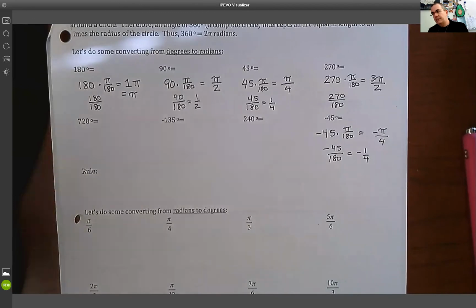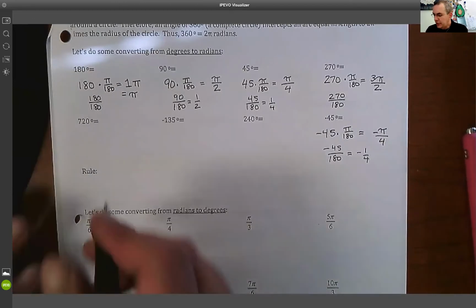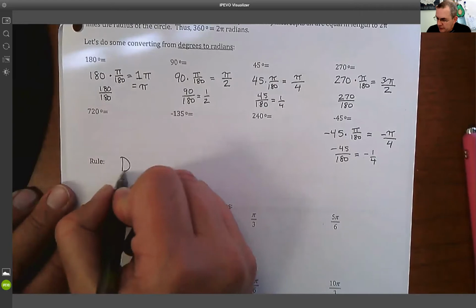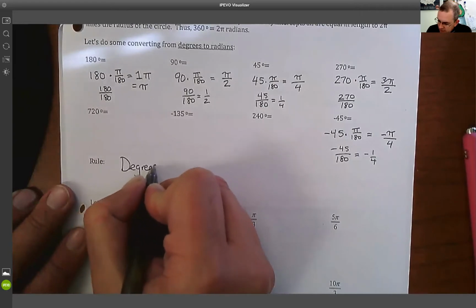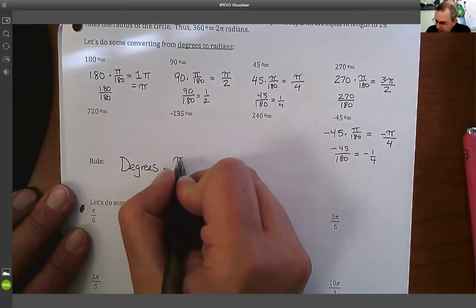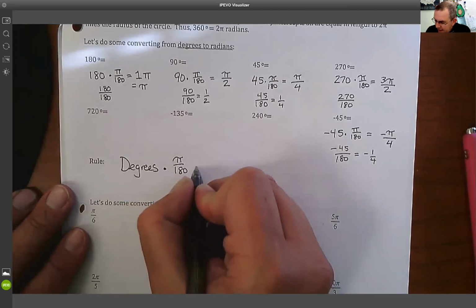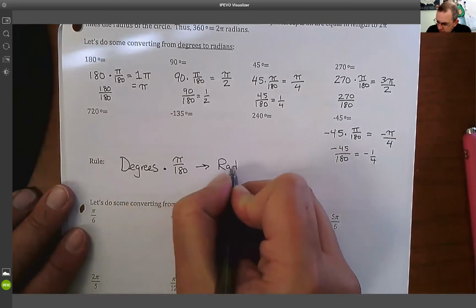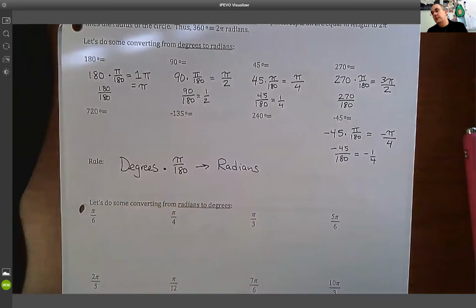So that's converting from degrees to radians. The rule again is this: you take the degrees and you multiply it times pi over 180, and that converts you into radians. So what we're going to do next class is figure out how to go the other direction. So hopefully that helps.